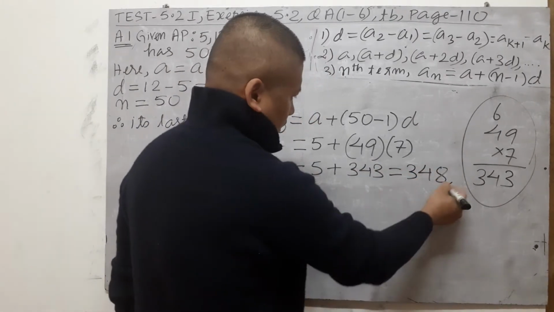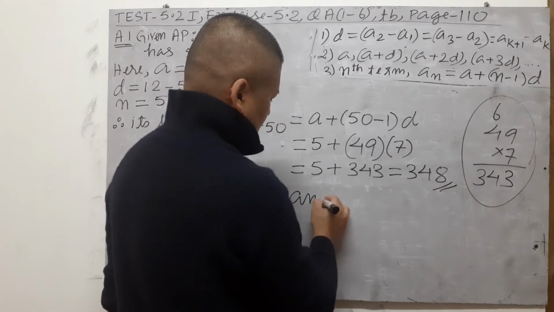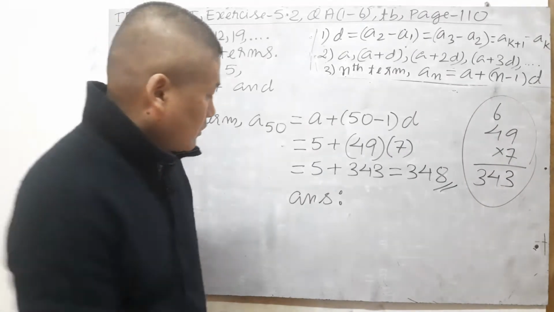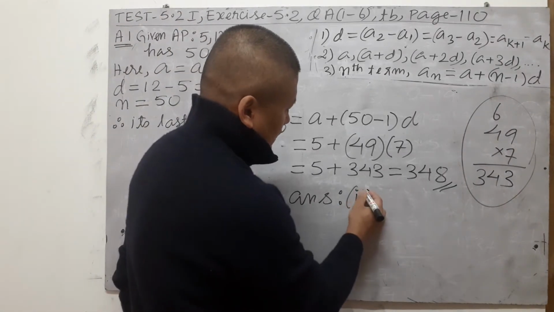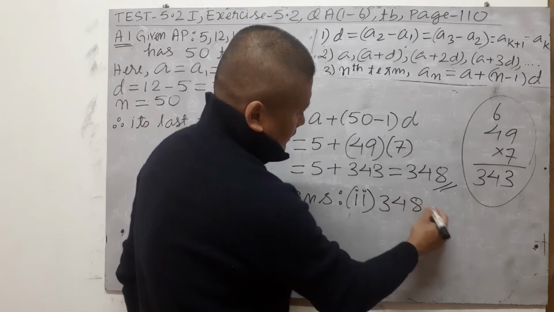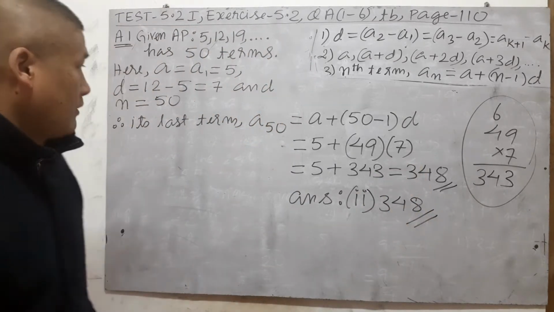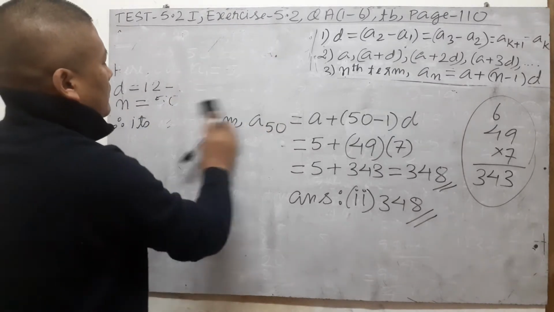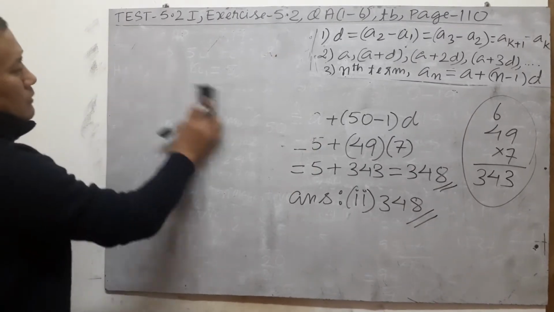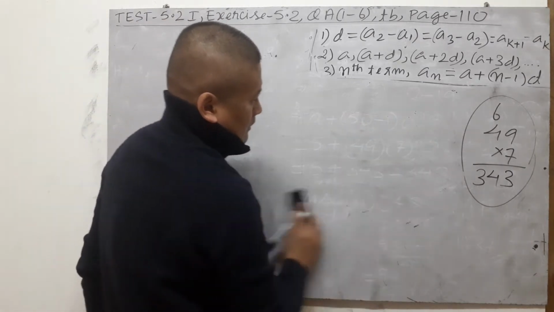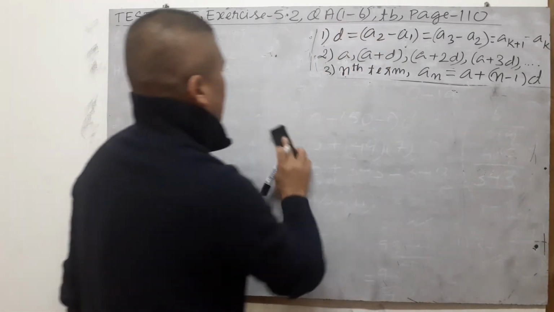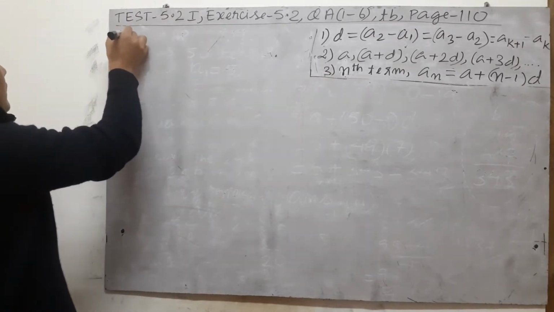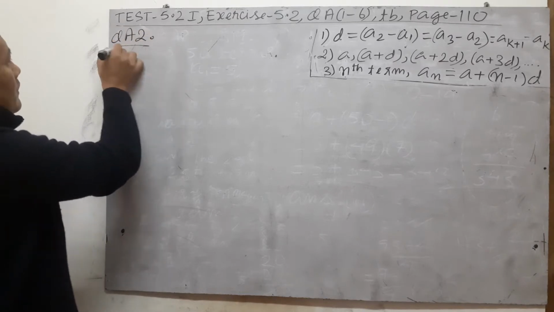343 plus 5 is 348. So the last term value is 348, and the answer that matches is, this is an MCQ multiple choice question, so on your text the second one is having the same answer as we got, so that should be the right answer. Okay, so here A1. Now let us go to A2. Question A2, if you like to put like that.